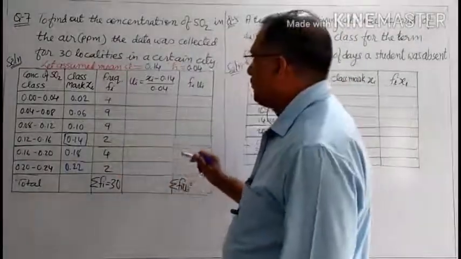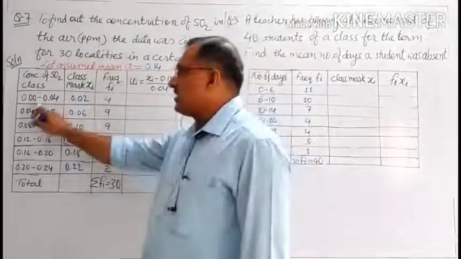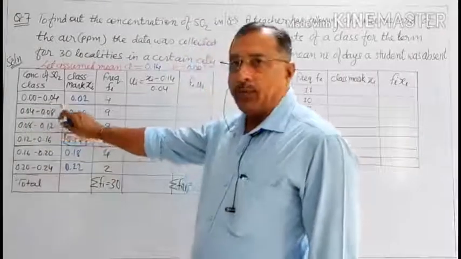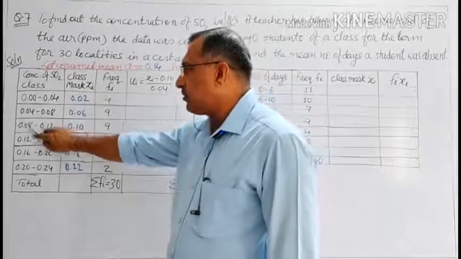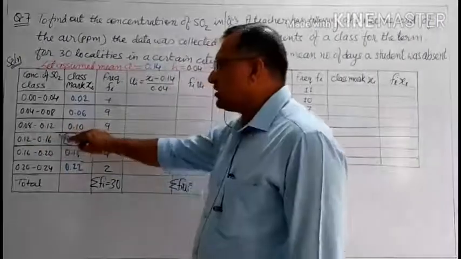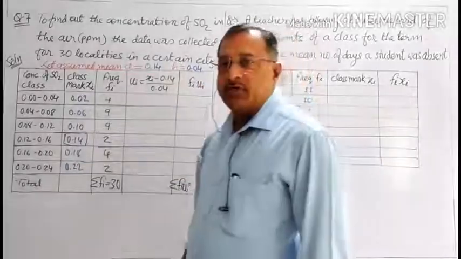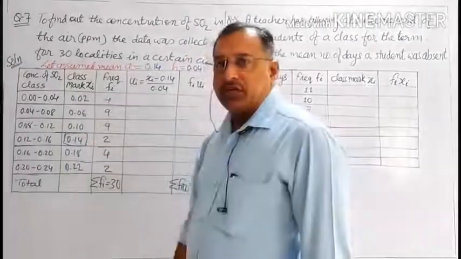So for this, first of all, we have to go for the class length or class width. So what is class width? Nothing but the difference between any two consecutive upper boundary points or lower boundary points. You can take any upper boundary point or lower boundary point, the difference is 0.04. So class width is 0.04.